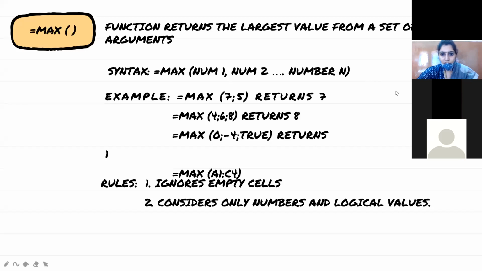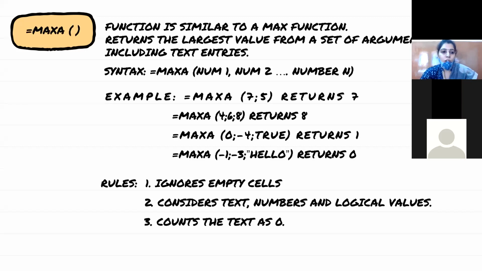Clear, MAX function? Now what if you want to find in the range the maximum of the textual values also? So we have the function MAXA, which will return the largest value including the text entries as well. The text entries will also be included, and we know that the text value will be considered as 0. The value of the text is 0.